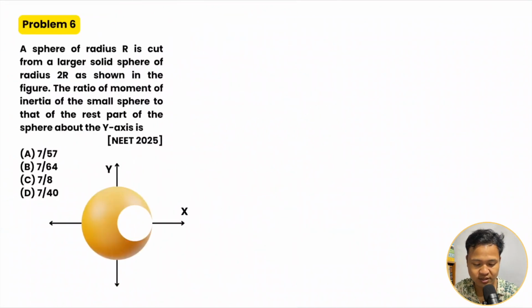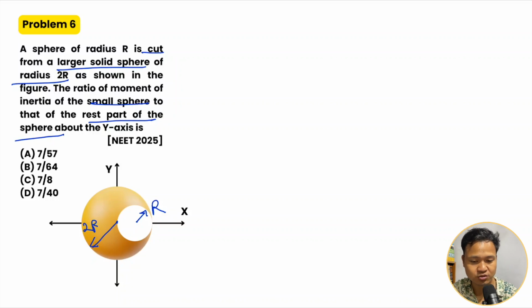This is a NEET exam question. A sphere of radius r is cut out from a larger solid sphere of radius 2r, as shown in the figure. The larger sphere has radius 2r and the small one has radius r. The ratio of moment of inertia of the small sphere to the rest part of the sphere: the remaining part, apart from the cavity. Find the ratio of the moment of inertia of the remaining part.